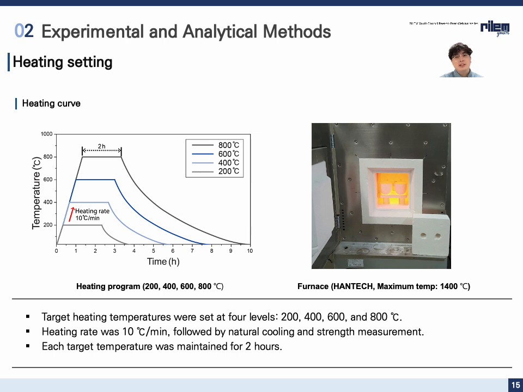And about the heating setting, to evaluate the thermal performance of the samples, a controlled heating program was implemented. As shown in the heating curve, the target temperature was set at 4 levels: 200, 400, 600, and 800 degrees Celsius. The temperature was raised at a constant rate of 10 degrees Celsius per minute, followed by natural cooling. The strengths were measured after the target temperature was maintained for 2 hours.